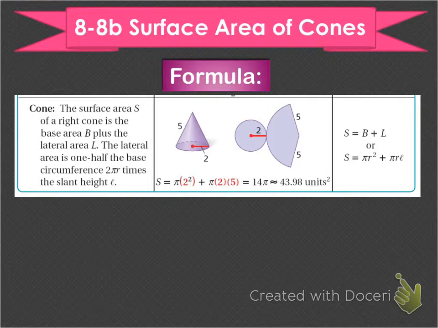Now the formula for this one is the surface area, which is represented by the capital S still, of the right cone is the base area, capital B, plus the lateral area, capital L. The lateral area is 1/2 the base circumference, 2 pi r, times the slant height L. So remember, that first part is the area of the base, the area of that circle. And then the lateral area is that pi r slant height.